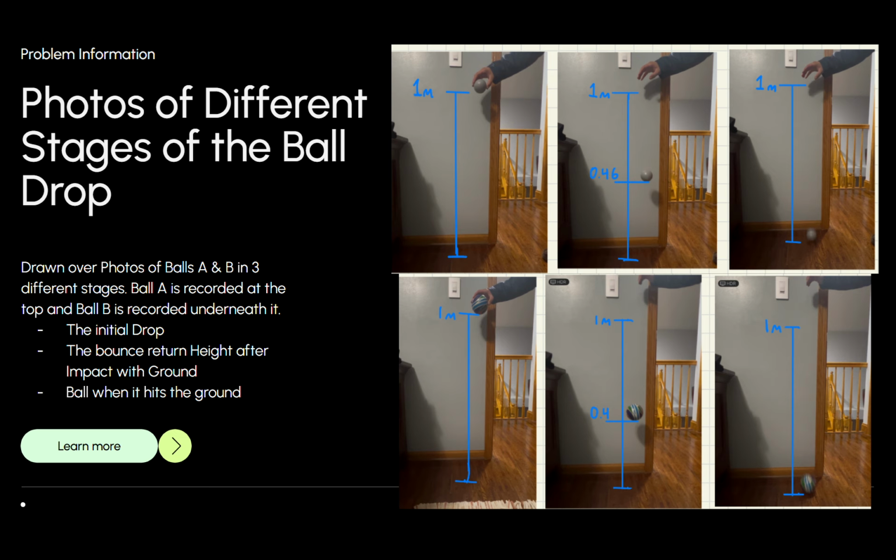The same goes for the pictures for ball B, where it initially starts at its max height. The second photo shows which height it bounces back up, and the third and final photo shows when the ball hits the ground at the moment of impact.